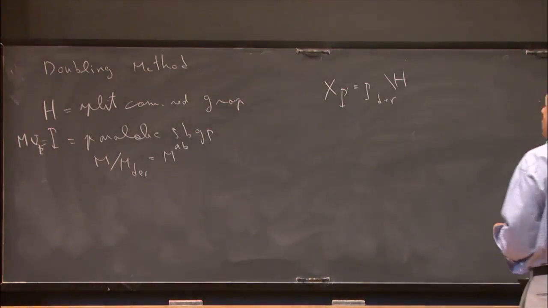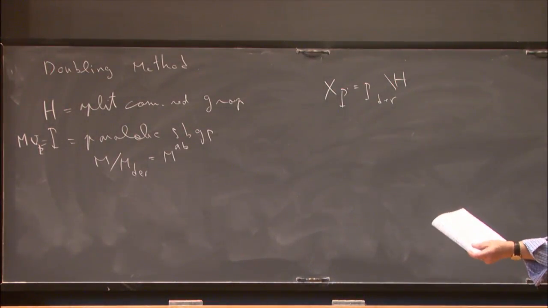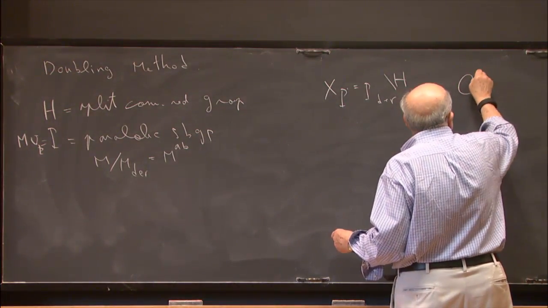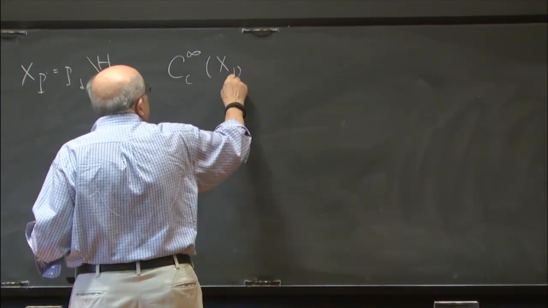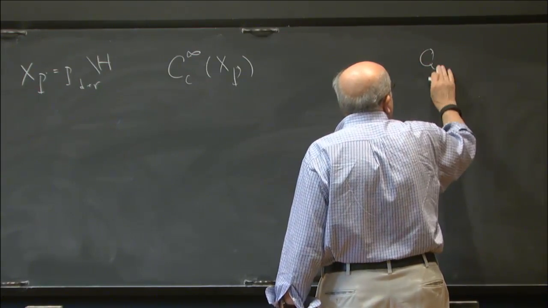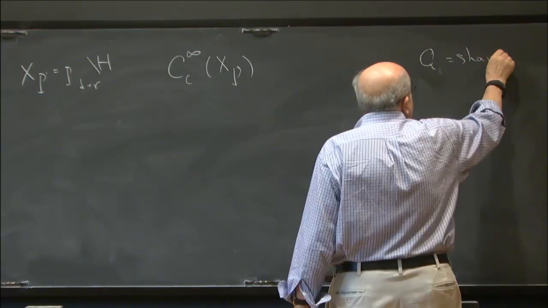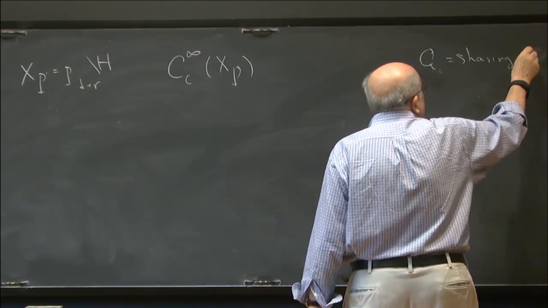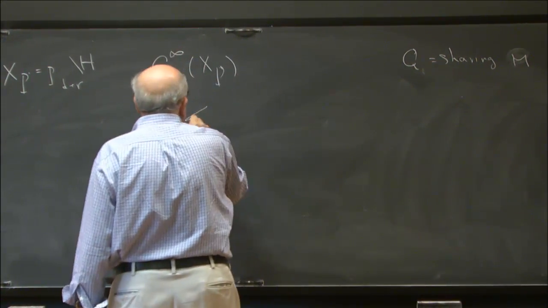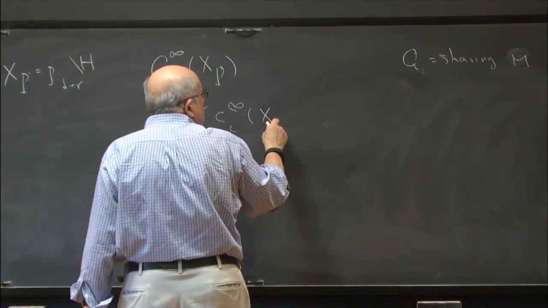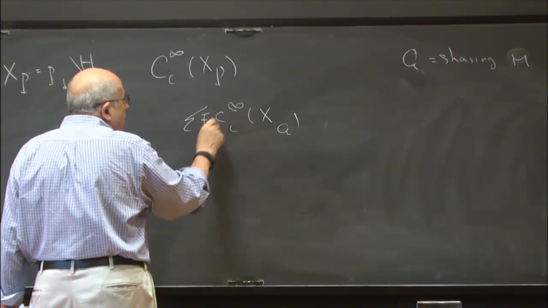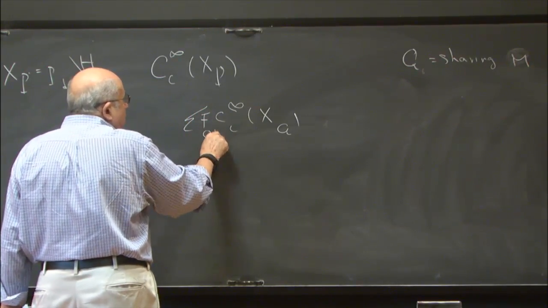And the space of functions that we will apply our Fourier transform to really come out of these things. So you will take C_c^∞ of these X_P. You take all the other parabolics Q sharing the same Levi M, and then you will be arranging this. You will take some of these things over X_Q, and you will have some intertwining operator going between Q and P. I'll explain all of this.